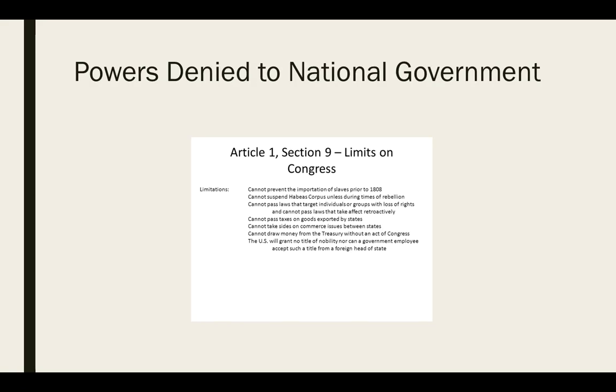Article 1, Section 9 of the Constitution gives a list of things that Congress cannot do. So once again, please make sure that you have your Constitution out and you're looking at Article 1, Section 9. And this is an overview of what some of those are. I'm not going to read all of these to you. This hopefully puts it in language that you can understand. But there is a specific list of things that Congress cannot do.